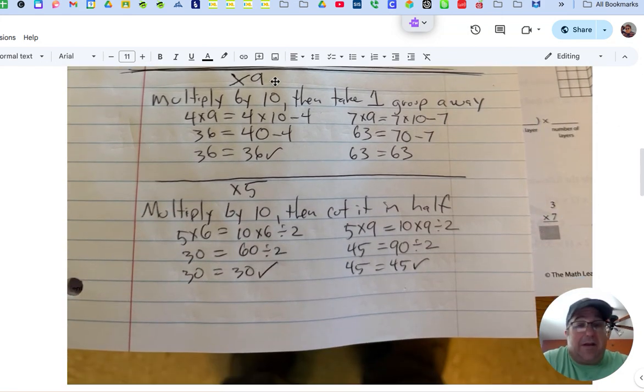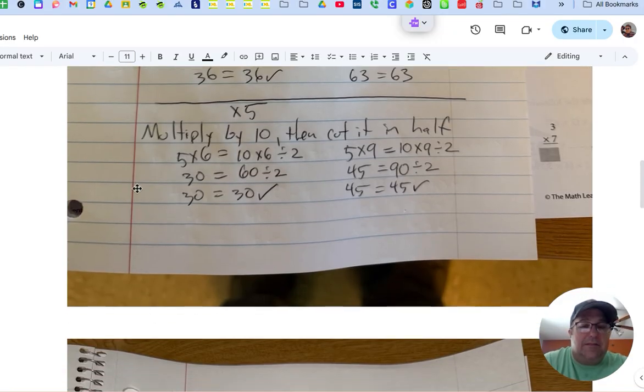So like if I multiply by 9, another way to think about multiplying by 9 is multiply by 10 and then take away one group. Now with smaller numbers, this might seem like we don't need to do this, but just giving you guys strategies. So for example, 4 times 9, well, we could think about that as 4 times 10 minus 4. Either way, we get 36. So again, just a strategy we can use if we want.